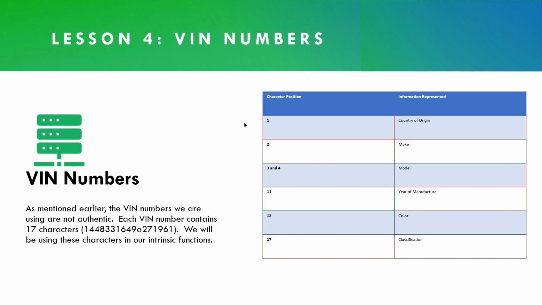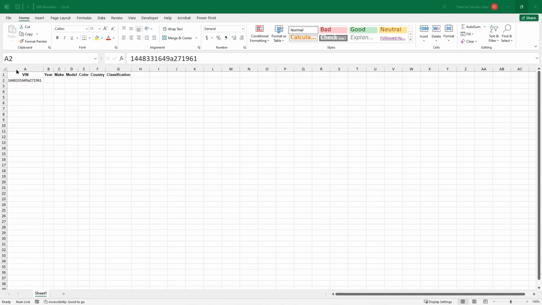So now we're ready to build the rest of our sub procedure. When we're done, it's going to parse the VIN number into the appropriate columns. So we've said that the country is represented by the first character of the VIN. So in this particular VIN, the number 1 would end up being in cell F2. So that's what's going to happen when we complete our sub procedure. I'm going to just switch back over to Visual Basic Editor.